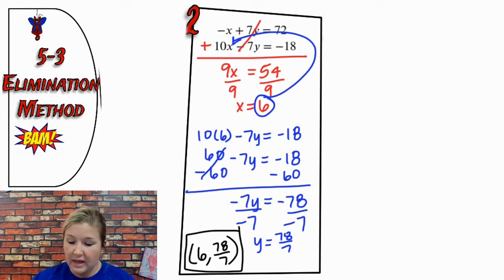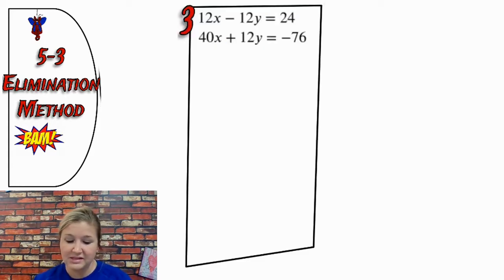Okay, and now let's look at our last example here. So remember what I'm going to do for elimination. I'm going to look for the same coefficient, opposite signs. So you'll notice that the coefficient in front of y is the same on each of those, and one is negative and one is positive. So I'm going to eliminate my y this time.